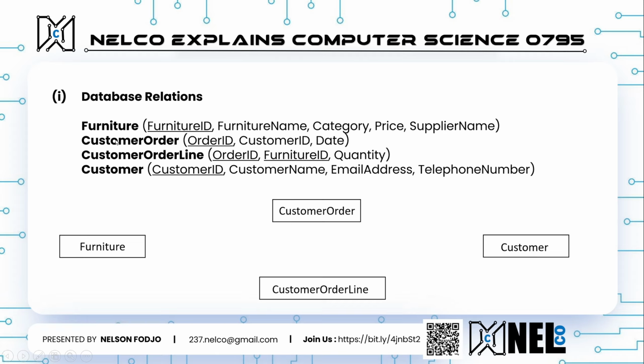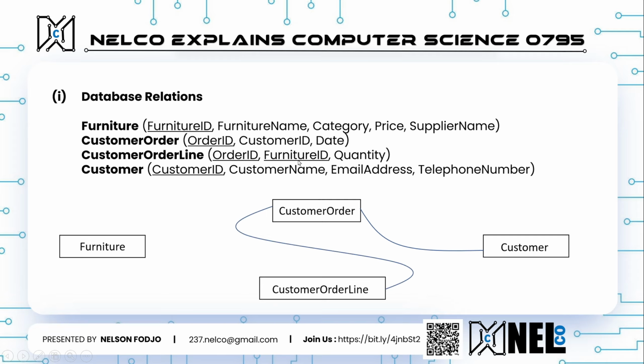Customer order ID is the primary key, but here we see customer ID, which is the primary key of customer, which tells us directly that there is a relationship between the customer table and the customer order table. When we come to the customer order line, we see order ID, which is the primary key of customer order, and furniture ID, which is the primary key of furniture. This shows that there is a link between the customer order line and the furniture table, and a link between the customer order line and the customer order table, and customer does not have any foreign key.